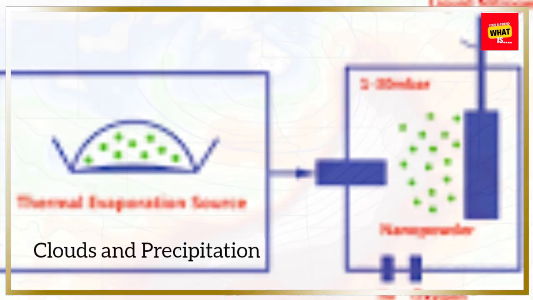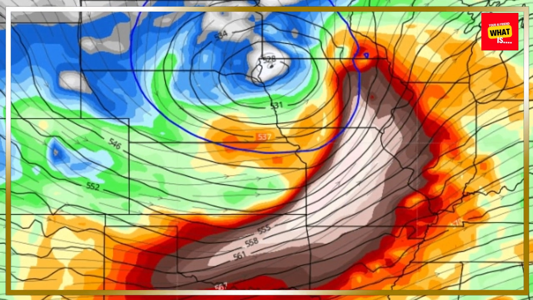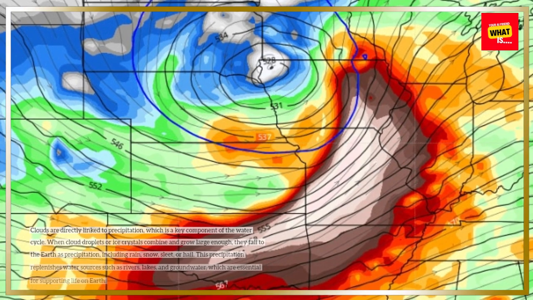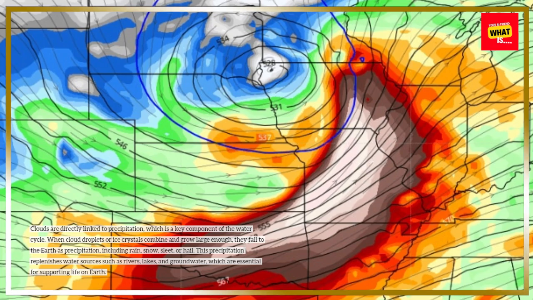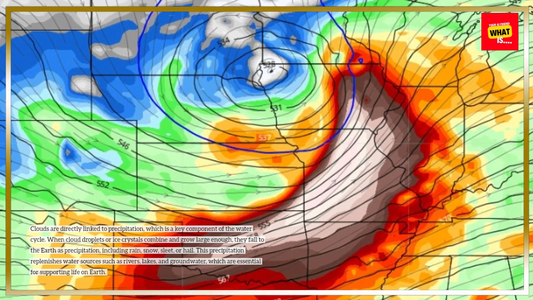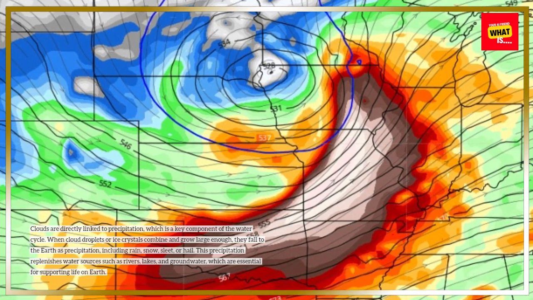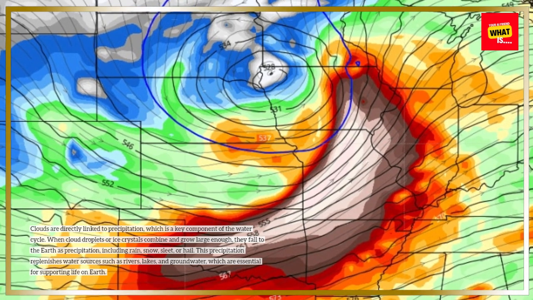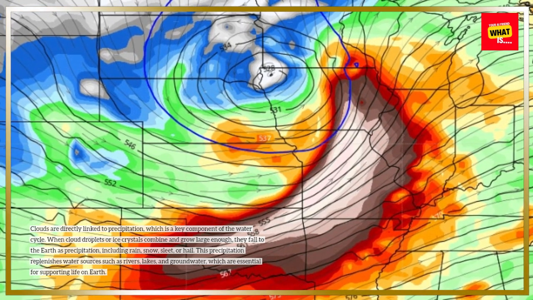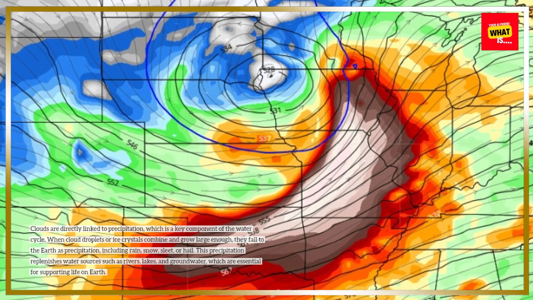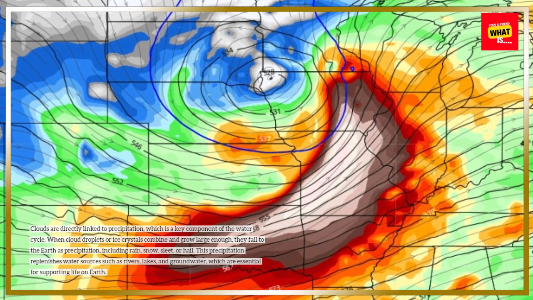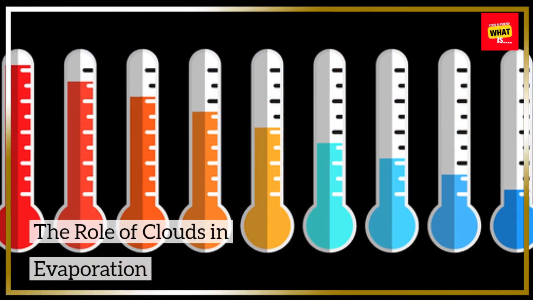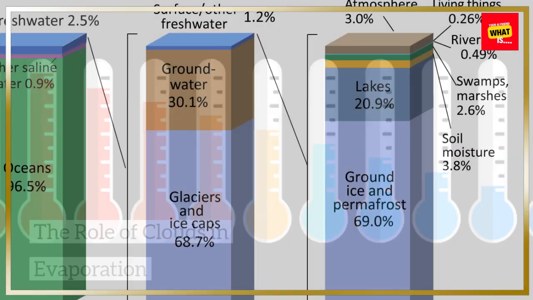Clouds and precipitation. Clouds are directly linked to precipitation, which is a key component of the water cycle. When cloud droplets or ice crystals combine and grow large enough, they fall to the earth as precipitation, including rain, snow, sleet, or hail. This precipitation replenishes water sources such as rivers, lakes, and groundwater, which are essential for supporting life on Earth. The role of clouds in evaporation.